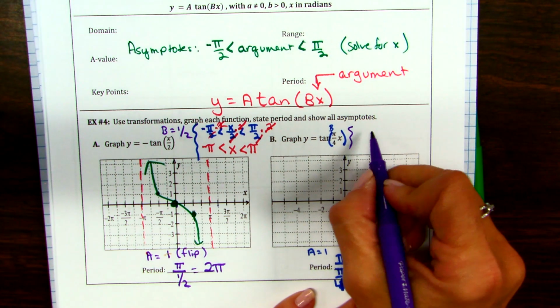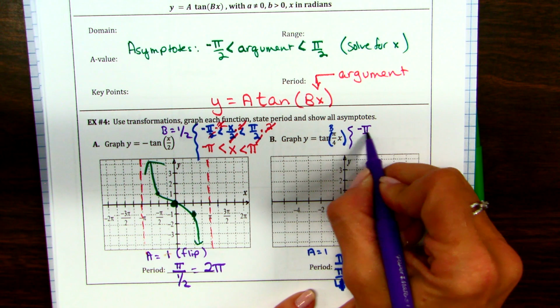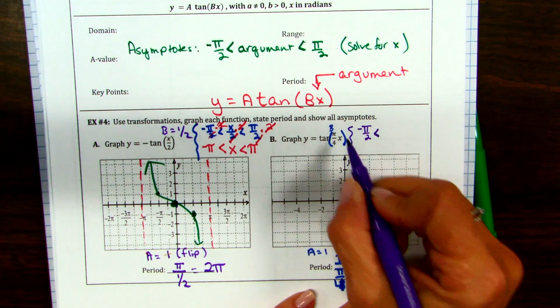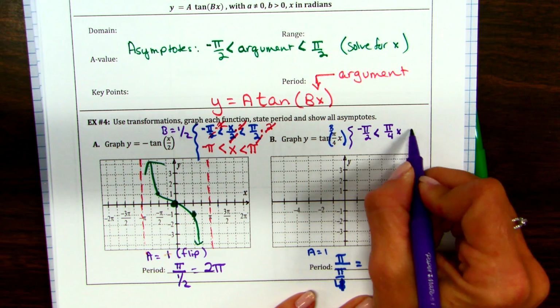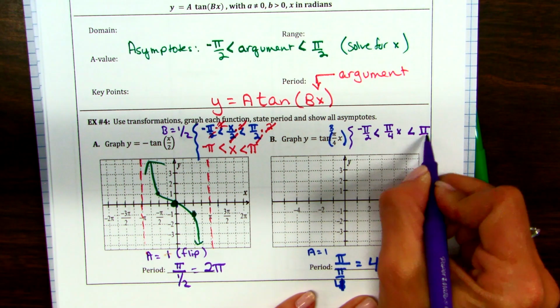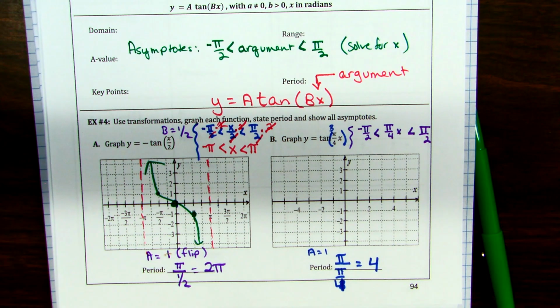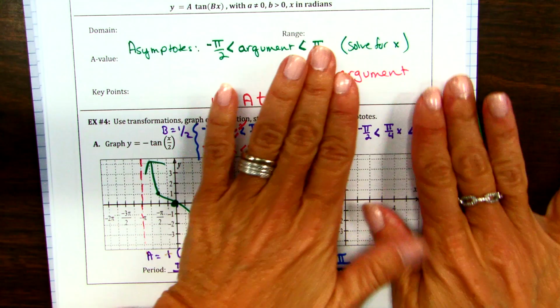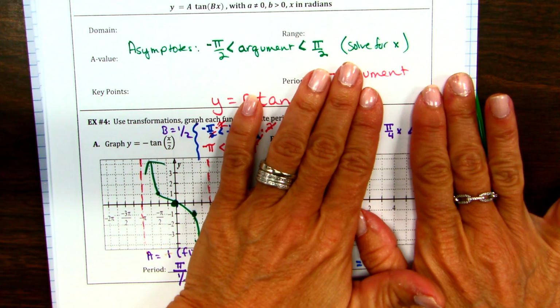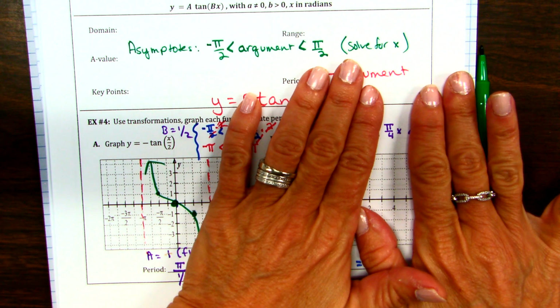So remember, you take your arguments and put them between negative pi over 2 to pi over 2. That's memorization, knowing that every single time you get a new tan problem, to find your asymptotes, you put your arguments in between negative pi over 2 and pi over 2, and then you have to solve for x. So guys, this is what I mean about the fractions. Pi over 4 times x, that's what we have going on here. Opposite of multiplication is division.